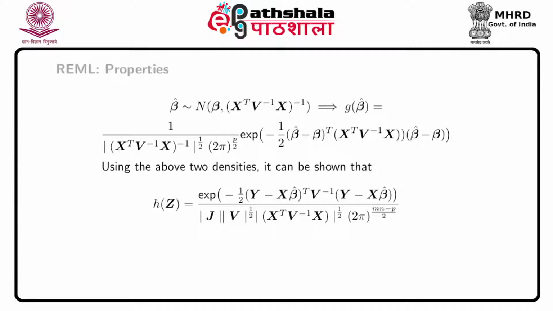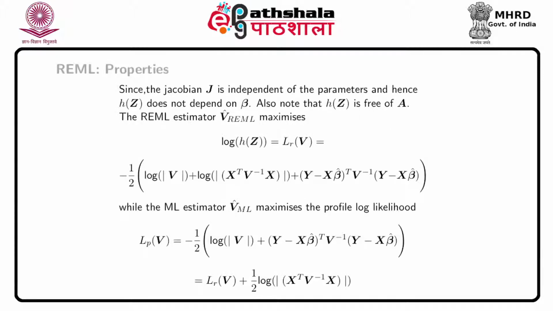The most important thing here is to see that we started with Z, which is B transpose Y, where A is B transpose. But the density of Z is free of A. And it is from this density of Z that we get the REML estimator.